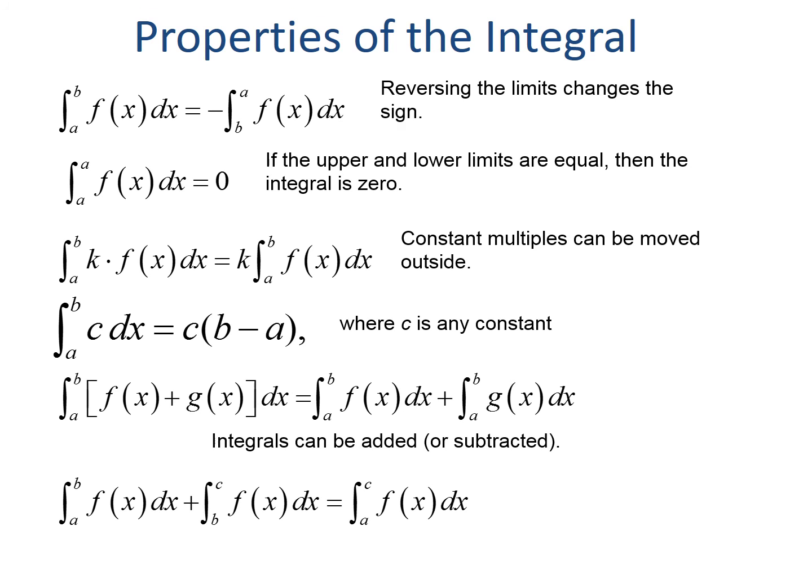If c is some point between a and b, so for instance, if I'm integrating from 1 to 5, I can integrate that from 1 to 3 and then 3 to 5 and get the same answer. As long as in this particular problem c is between a and b, I can break that up with any value of c in between the two. So the intervals themselves can be added or subtracted.